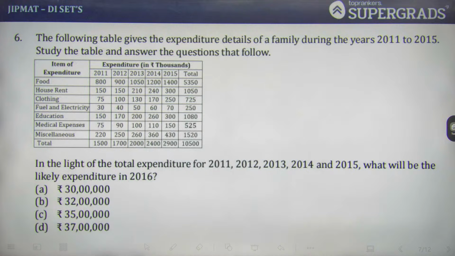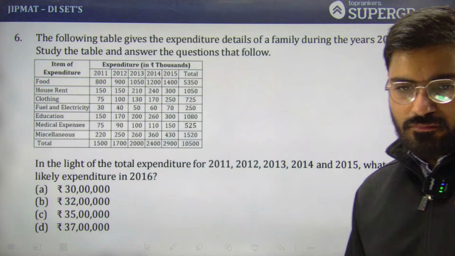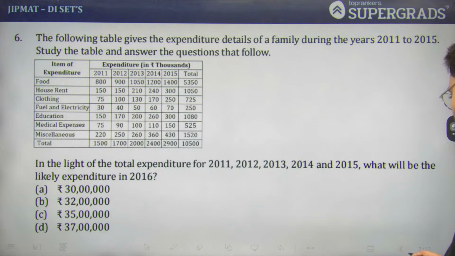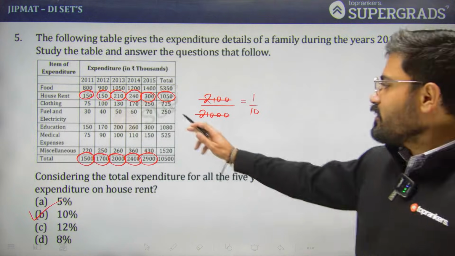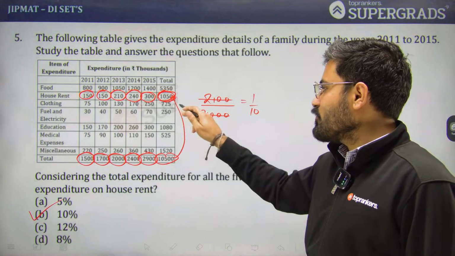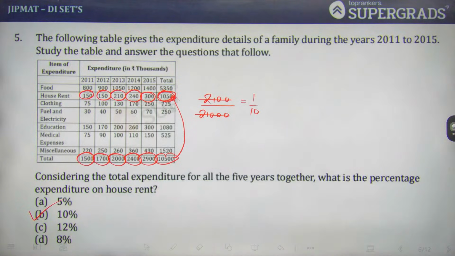This is another set. Oh, the last one is total. It is already given. You can compare these two and give the answer as 10%. Yes, perfect.